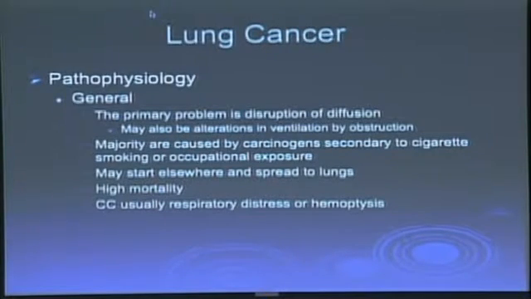Lung cancers, the main problem with lung cancer ultimately is disruption of diffusion. They may also have obstruction of bronchial segments due to the infiltration of the cancer. The majority of cancers are caused by carcinogens secondary to cigarette smoking or occupational exposure. Sometimes a lung cancer starts somewhere else and metastasizes, particularly true of things like ovarian cancers.